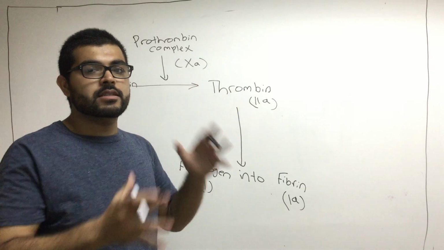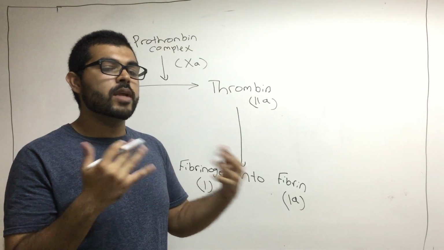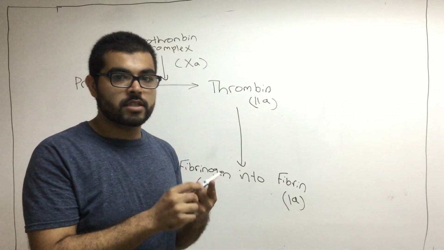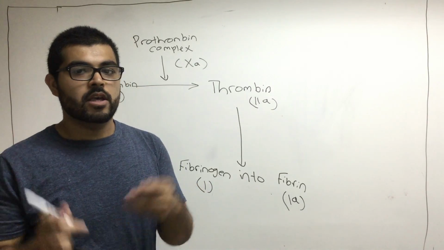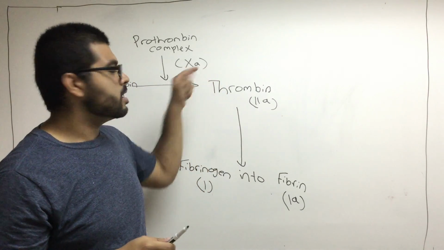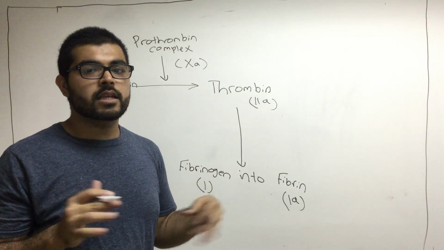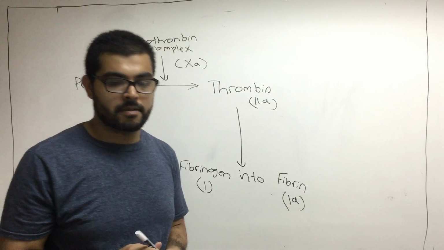So almost all clotting cascades, right? There are so many ways we can get 10A. We have our extrinsic pathway and our intrinsic pathway, and both lead to activating 10A. So now we're going to discuss the clotting cascade in a bit more detail, all right?